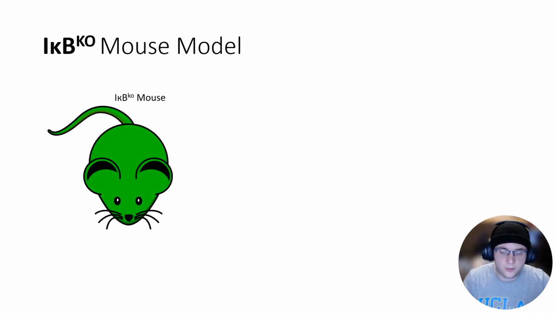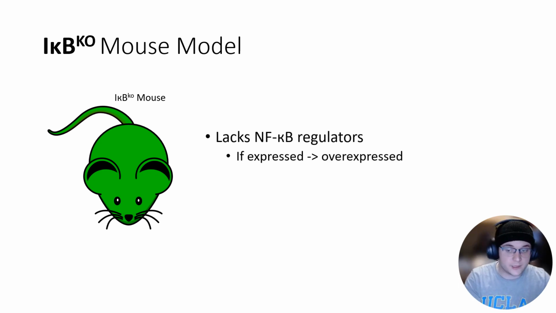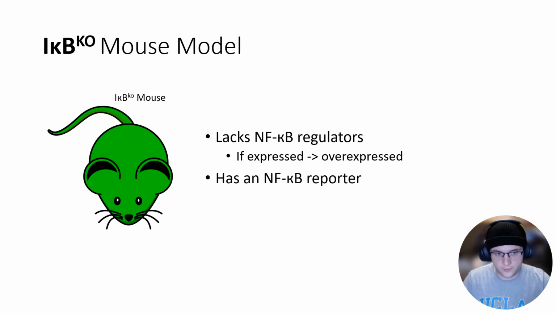We care about NF-kappa B so much that we actually created an I-kappa B knockout mouse model. In this mouse model, it lacks the machinery needed to degrade NF-kappa B itself. This means that NF-kappa B is not overexpressed tonically throughout the system, but if NF-kappa B is expressed in a certain cell, then NF-kappa B will not be degraded, thus overexpressed in the cells that do. Furthermore, we also have an NF-kappa B fluorophore reporter, which is very important for future methodologies.